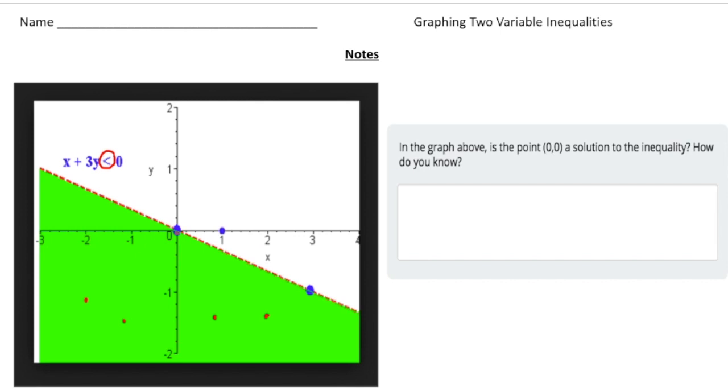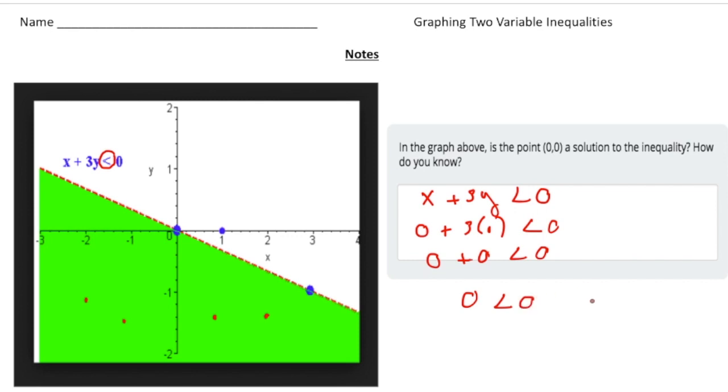Well, (0, 0) is the origin, and that's right on the dotted line. So the answer should be no, but let's prove it. Let me rewrite the function: x plus 3y is less than 0. Now let me plug in 0, 0 for the x and y value. So it's 0 plus 3 times 0 is less than 0. So this is 0 plus 0 is less than 0. The question is, is 0 less than 0? And the answer is no. Because of that, (0, 0) is not a solution to the inequality. Next page.